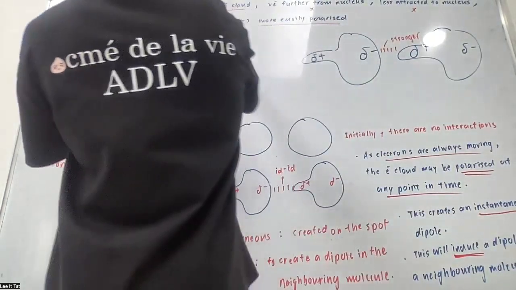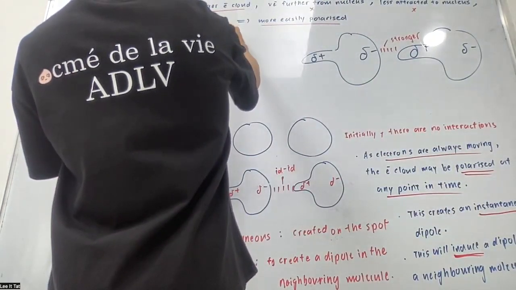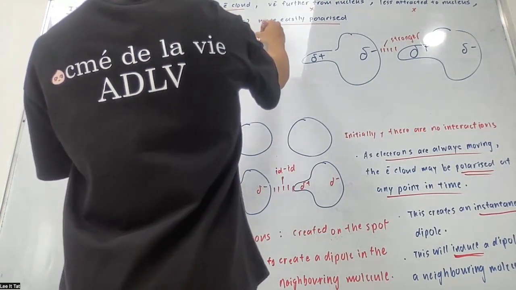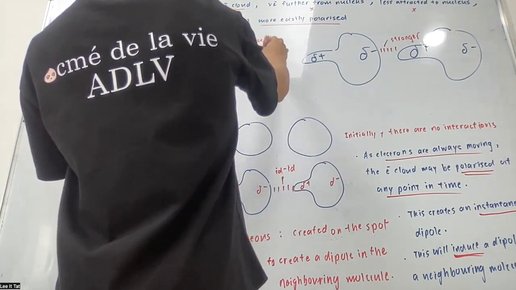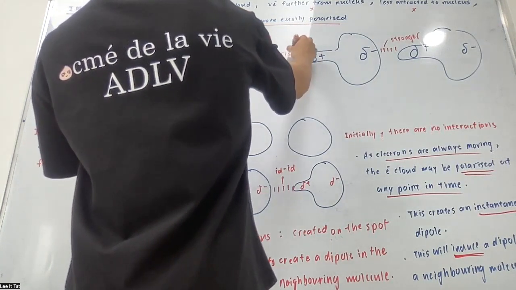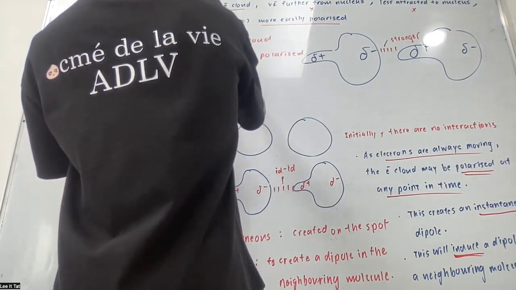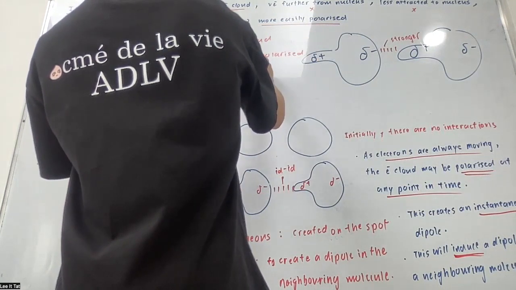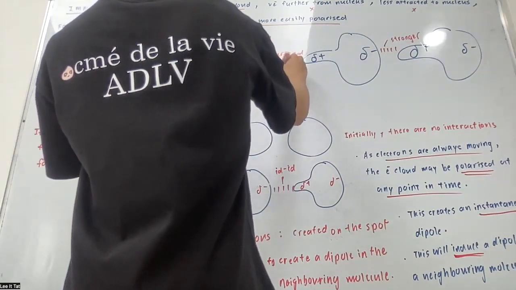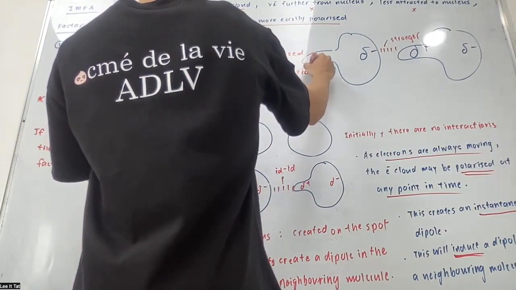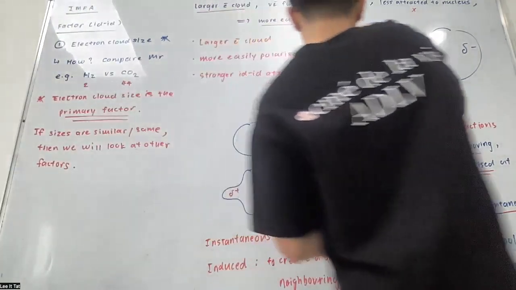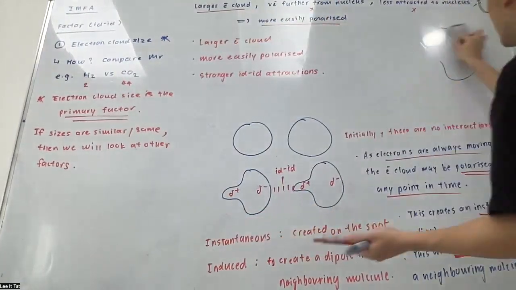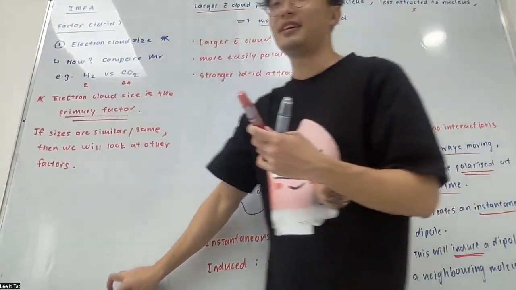So let me write down the keywords. Larger electron cloud is more easily polarized. And finally, you can just tell me it has stronger ID attractors. You don't have to spell the whole thing. Again, this diagram you don't need to copy again. We already did it just now. This is just for your list.